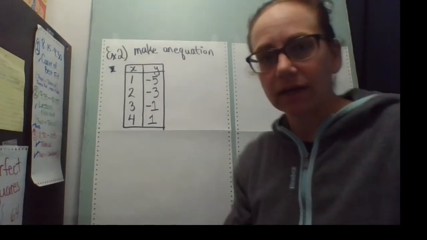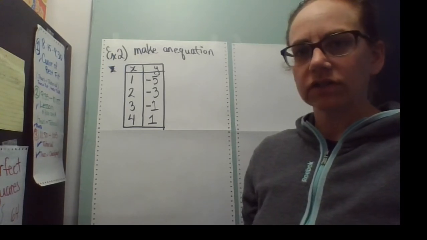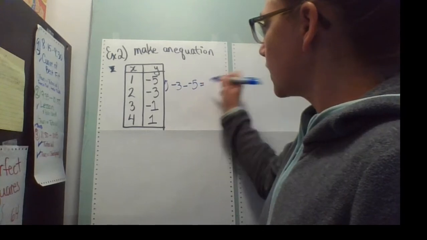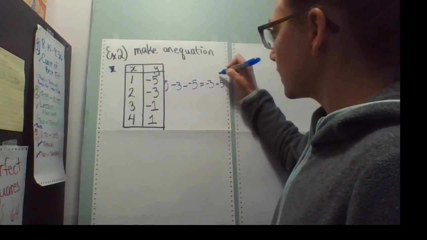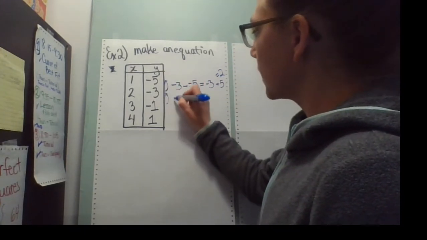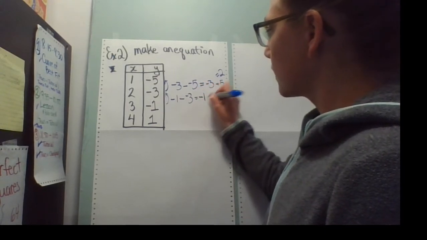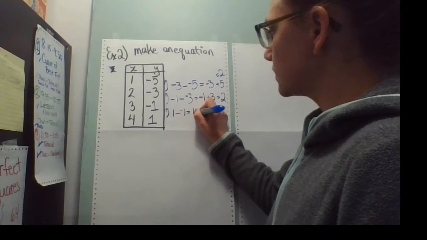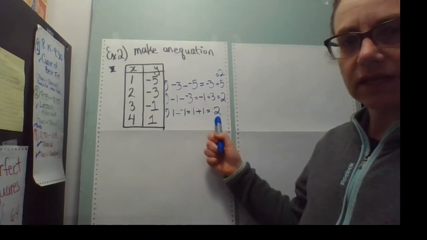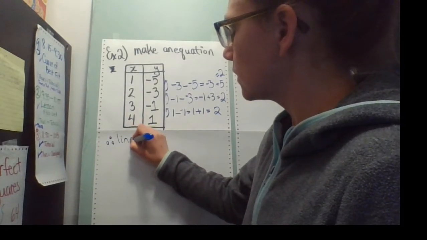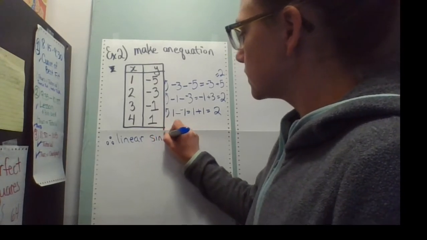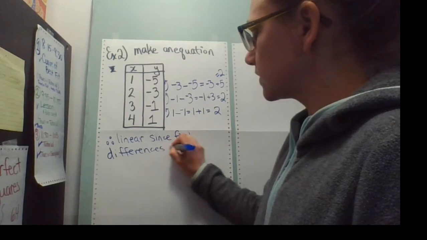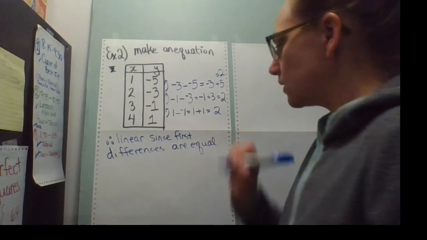Okay, let's try this example. So again, I have a nice little table of values. First let's do our first differences to see if it's linear even. So bottom minus top, so you get negative 3 minus negative 5. Well, that's the same thing as negative 3 plus 5, so that equals 2. Next pair, negative 1 minus negative 3 gives me negative 1 plus 3, which is equal to 2. Last pair, 1 minus negative 1 is the same thing as 1 plus 1, which is 2. So in this case, I have a linear function, since my first differences are equal. Okay, so that's good.